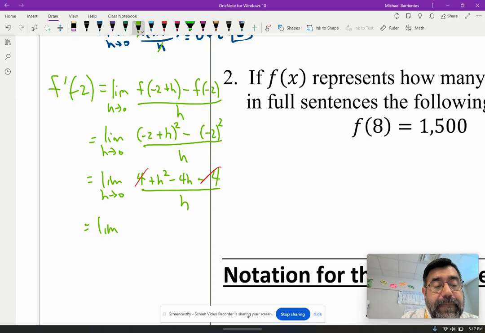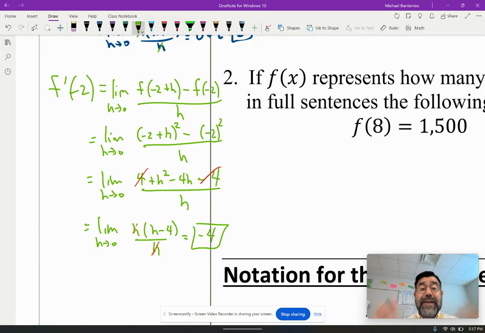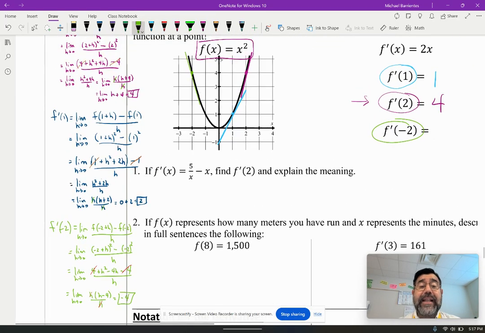So let's finish it. This will be the limit as h approaches 0. I noticed that out of my leftovers, both of them have an h, so I'm going to go ahead and factor out an h so that I can then cancel it, or reduce it, I'm sorry. And then when I substitute the 0, I'm going to get negative 4. I found the slope of the tangent line at this lime green tangent line. That would be negative 4.